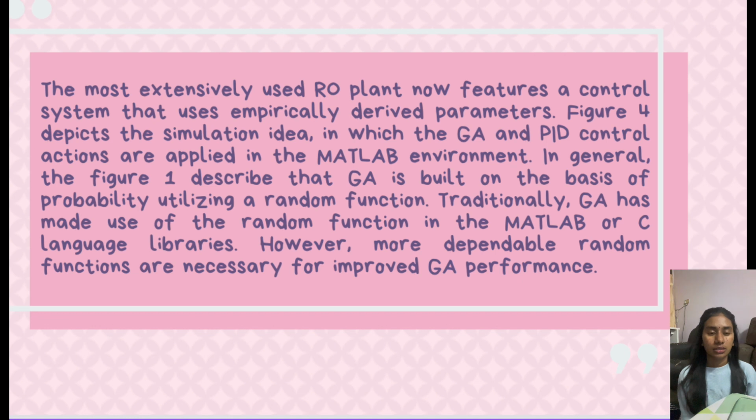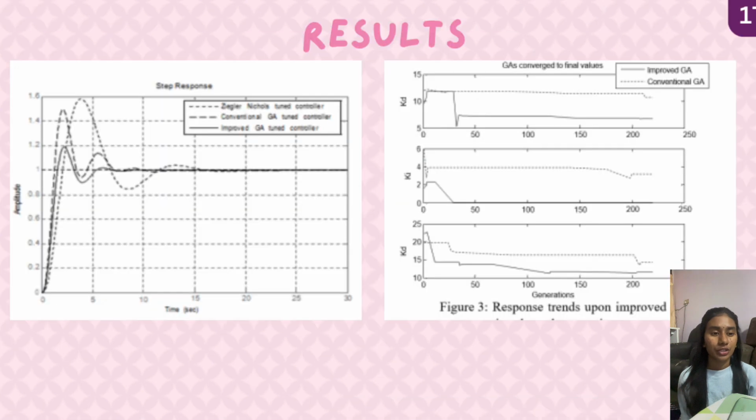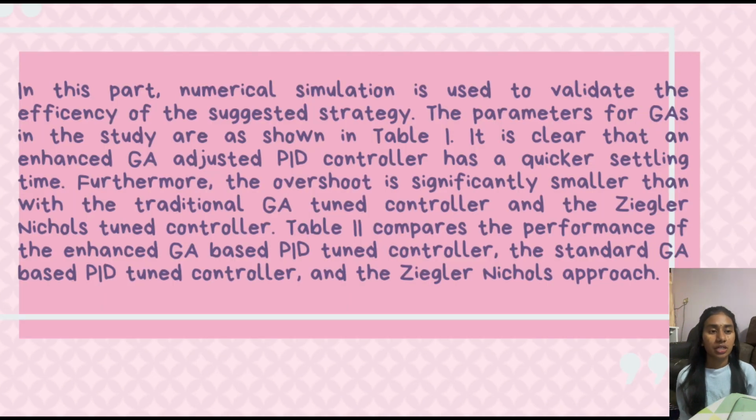So these are the results that we got in MATLAB. Figure 1 shows the step response and figure 2 shows the response trends upon improved GA. So we can see the difference between both results. From here we can conclude that the numerical simulation is used to validate the efficiency of the suggested strategy. The parameters of the GA in the study are as shown in table 1. It is clear that an enhanced GA-tuned PID controller has a quicker settling time. Furthermore, the overshoot is significantly smaller than with the traditional GA-tuned controller and the Ziegler-Nichols-tuned controller.